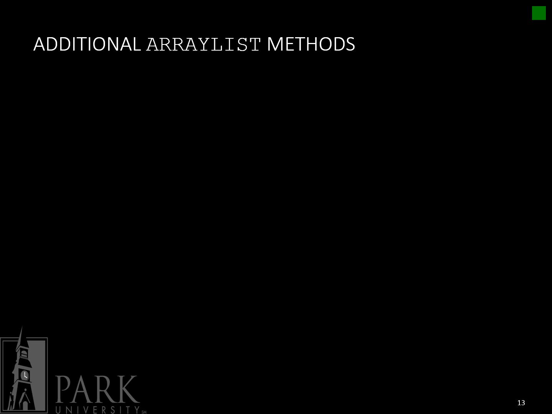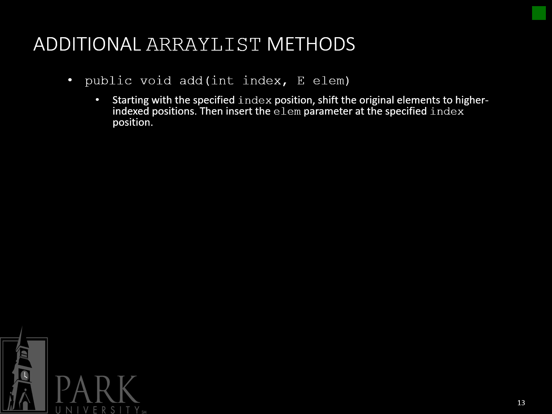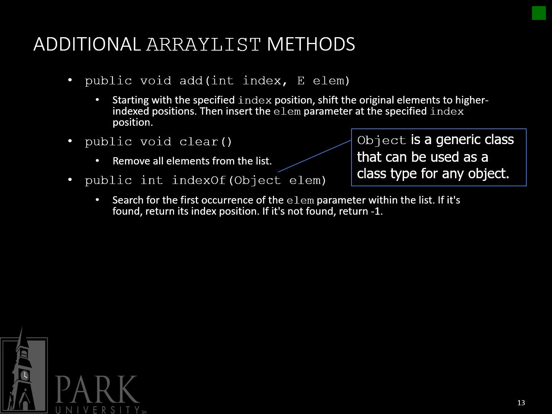So now that you get the general idea for the ArrayList and the APIs, let's take a look at some additional methods that are available to you. We have add, which is kind of like an insert: we can add an element at the index, and whatever was there will be shifted down. We also have clear, which will remove all elements from the list. Then we have indexOf, which will search and find the first occurrence of the element in the ArrayList. If it's not found, it returns -1.